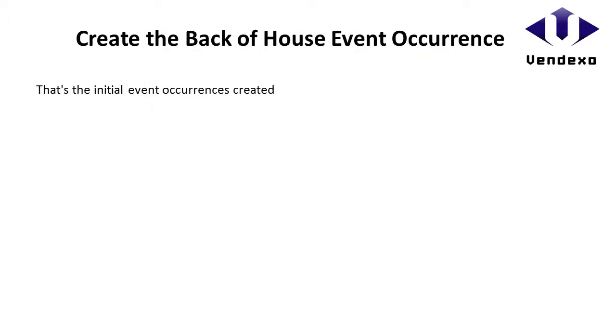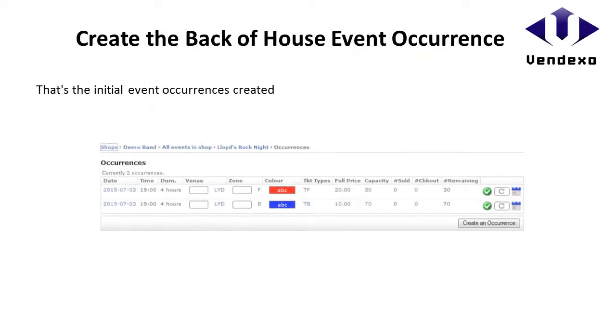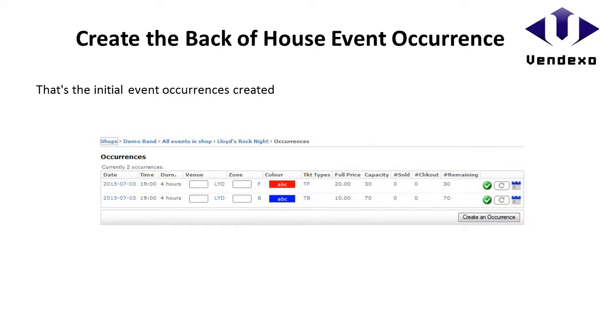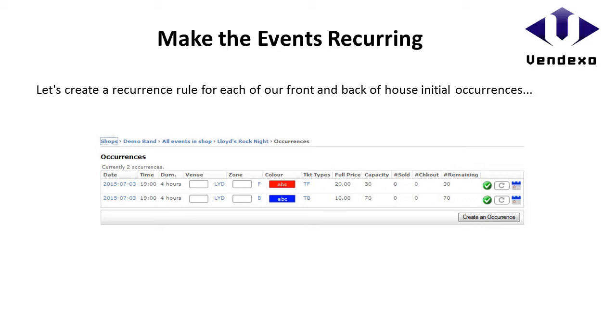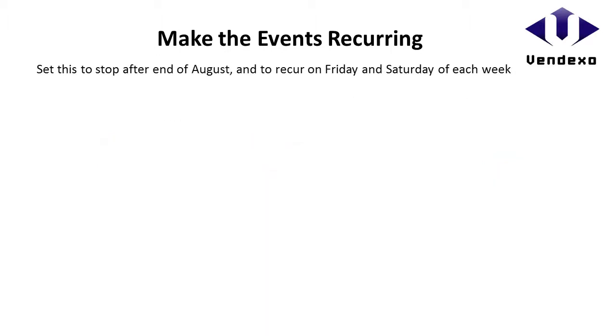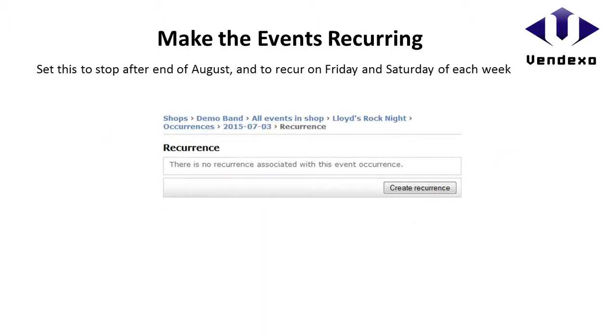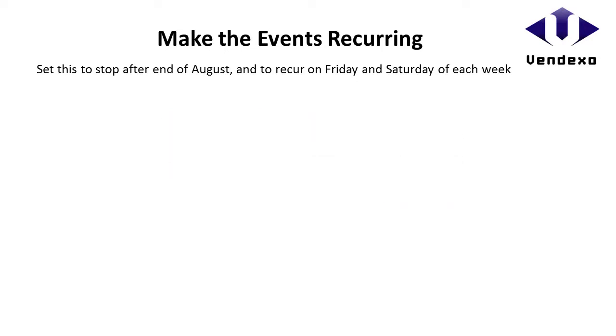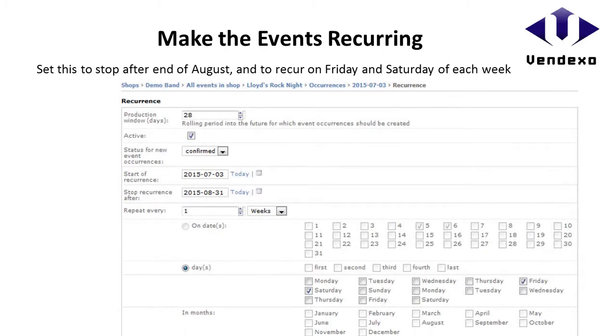So that's our two initial occurrences taking place on the first Friday in July. So now we have to make these events recurring, so they happen on every Friday and Saturday in July and August. So we click on the recurrence icon, and really it picks, when we create our first recurrence, it picks up the first date, which is the Friday, fine.